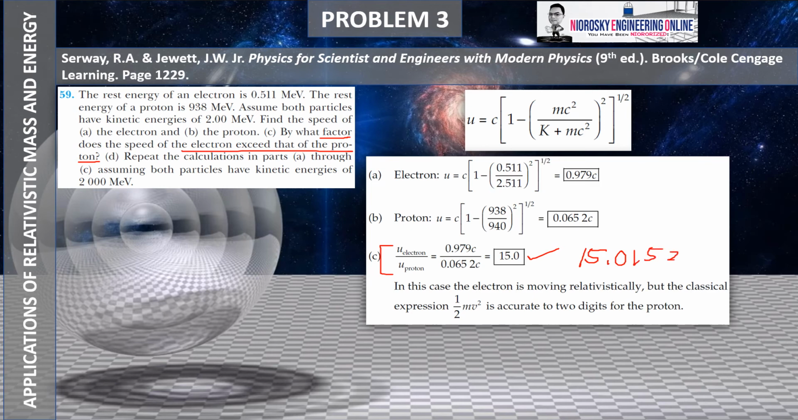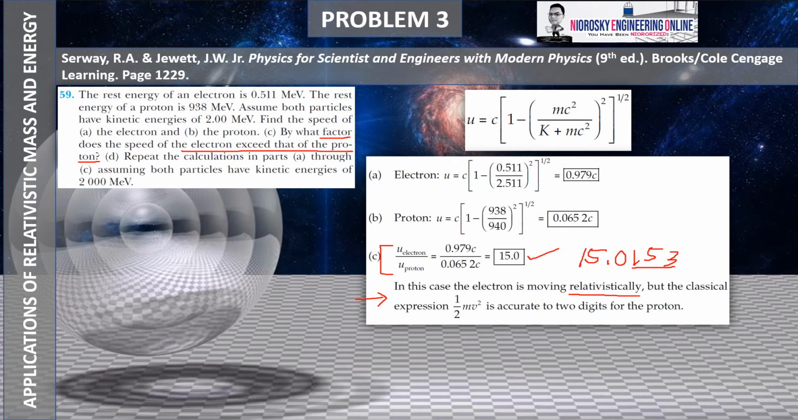15.0153 as a ratio. But most likely tolerable for having a relativistic condition, since we are taking a closer look at how many times the electron takes the speed compared to the proton. So as a comparison, in this case the electron is moving relativistically, because 15 times the speed is a huge factor.